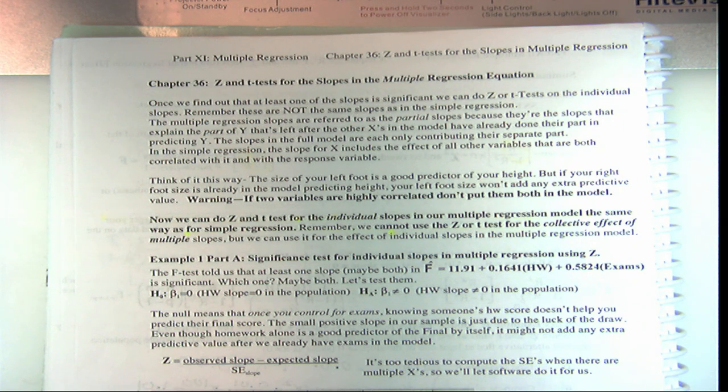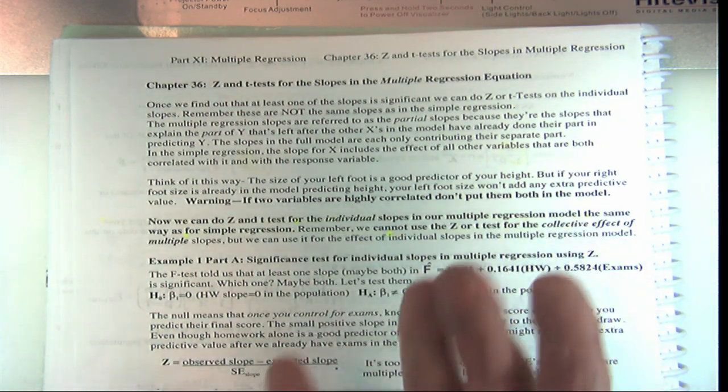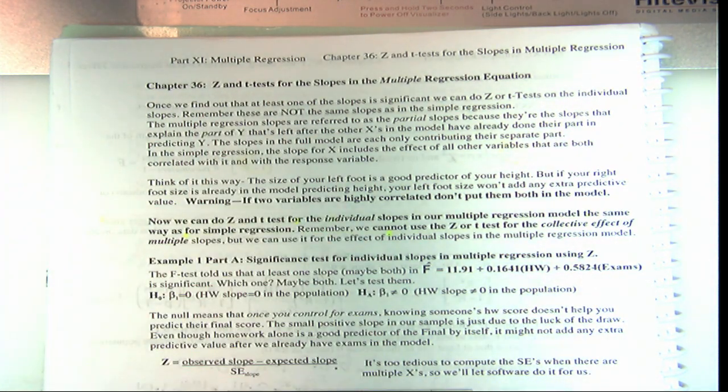If we rejected that null, it means that not all of them are zero, so at least one of them is non-zero. So at least we have one slope that has some signal and is making some decent prediction for our y value. So the next step, what we're going to be doing today, is once we've done that and we see there's something in our model, we're going to do tests on the individual slopes in the model. So let's look at this.